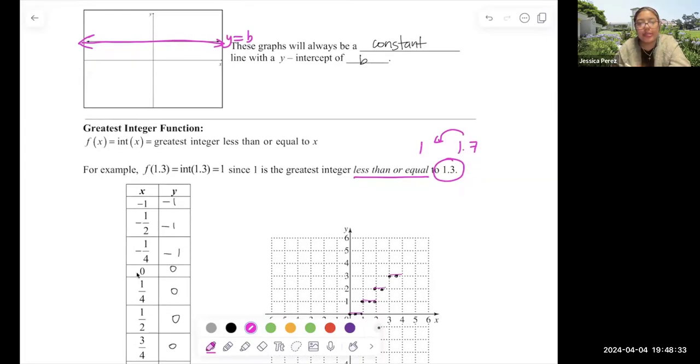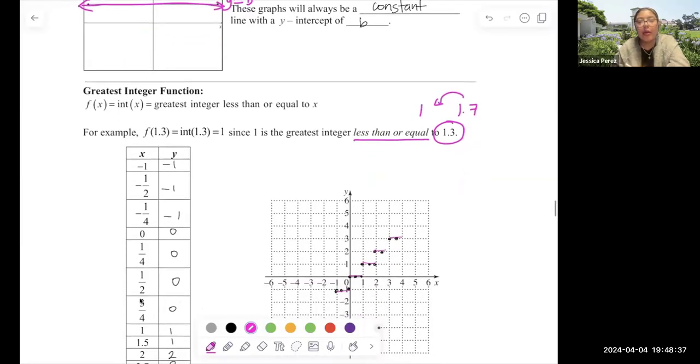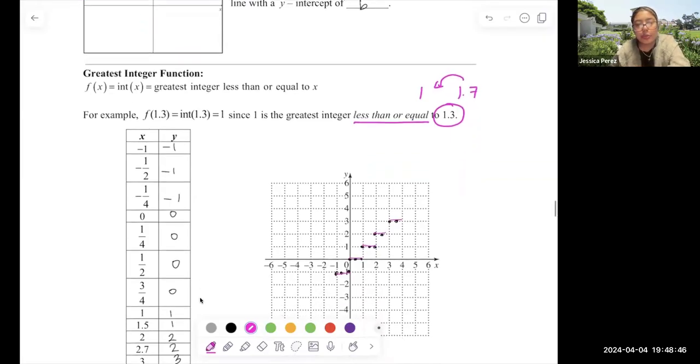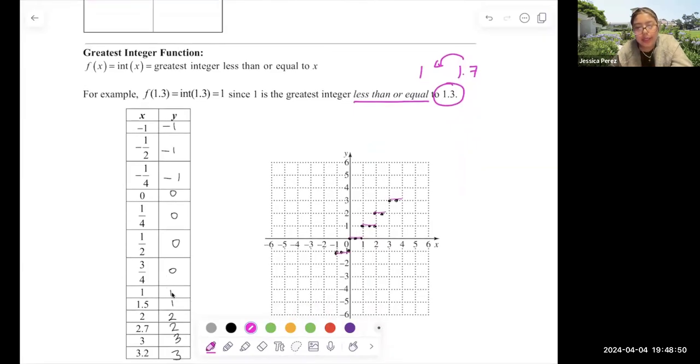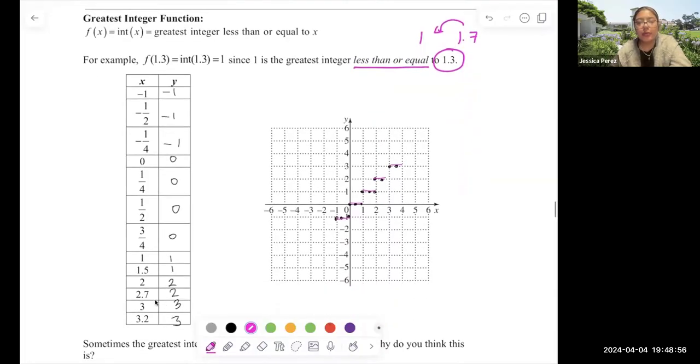So notice how for 0, the integer is 0. For 1/4, it's 0. 1/2 is also 0. You'll say, well, 1/2 is closer to 1, but I want to look for the one less than that. So 3/4 is also 0. For 1, the integer is already 1, so it stays the same. 1.5 is also 1. 2 will be 2, 2.7 will be 2, 3 will be 3, 3.2 will be 3.